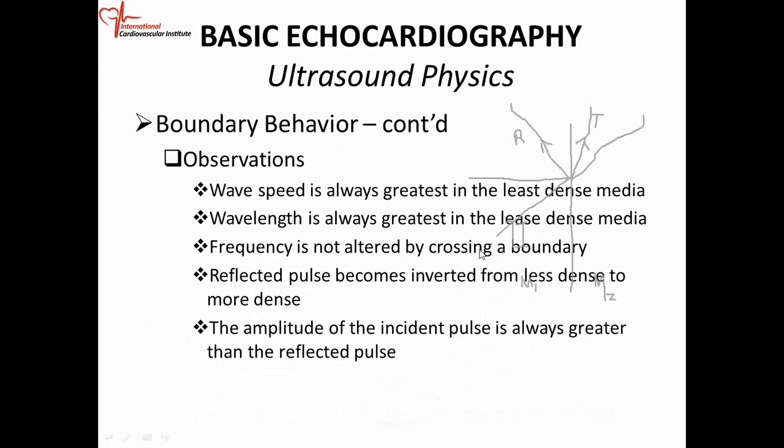Frequency is not altered by crossing a boundary. So this is something you need to understand. If you transmit a sound wave, you're doing an ultrasound of the heart, the frequency that you transmit is going to be the same frequency. The only thing that's going to vary is the wavelength. Frequency is not altered by crossing a boundary. So if you use a 2 megahertz transducer to do your ultrasound of the heart, the frequency in the skin, the frequency in the subcutaneous tissue, the frequency in the heart is going to be the same. It's not going to change.